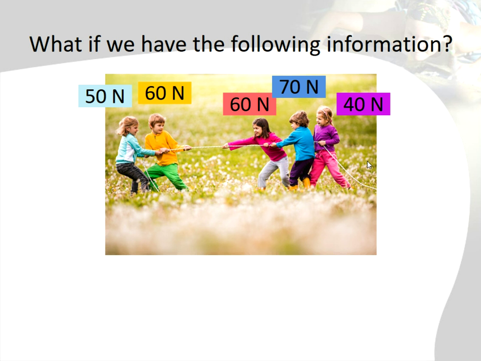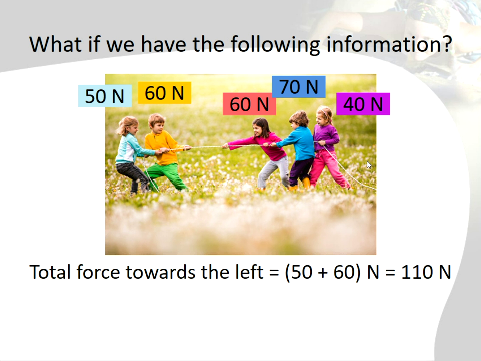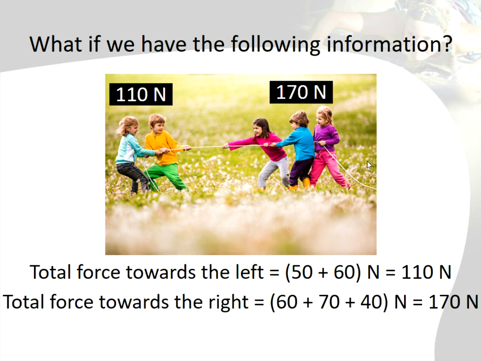Right side, because you add all of them up. Total force to the left, 110. Total force to the right, how much is it? 170. So who wins? Right side. What is the net effect? What is the overall effect? I've got 110 to the left, 170 to the right. You move to the right by how many? Or rather, what is the resultant force? 60 newtons to the right. Yes, you're right. That's it.